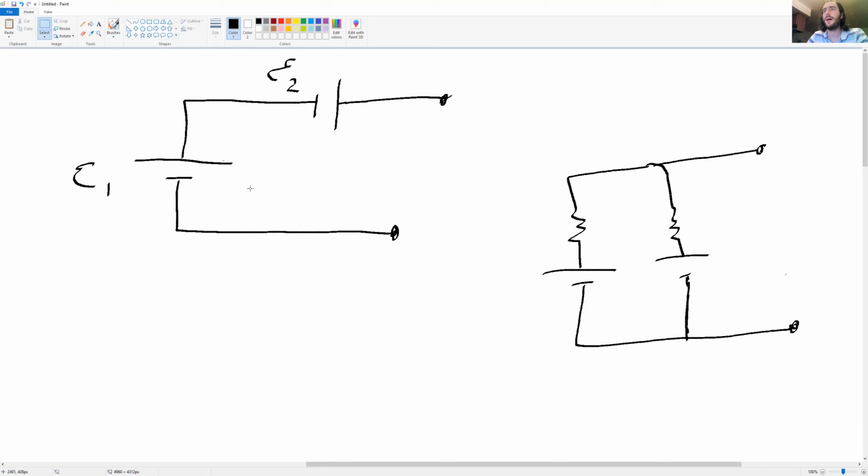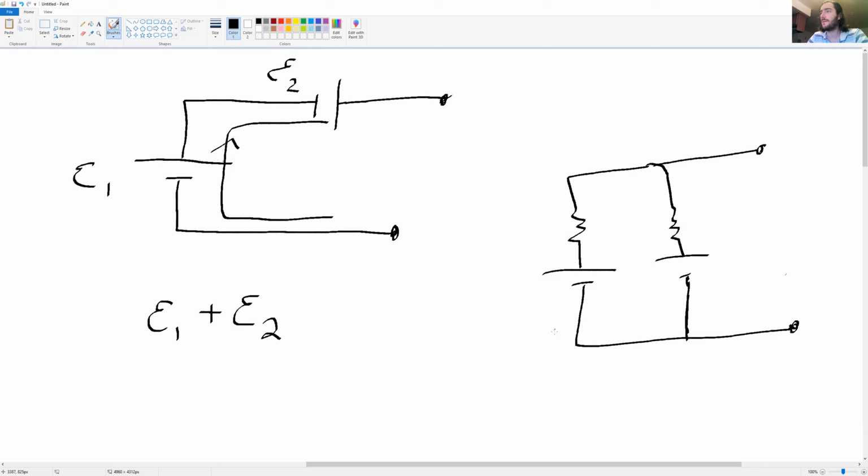By the way, just before we get into your specific example, whenever you have EMF sources in series, it's okay to add them up. Kirchhoff's voltage law is exactly what tells you to do that. As I go around a loop in this direction, I will end up adding those EMF sources together in my Kirchhoff's voltage law equation.